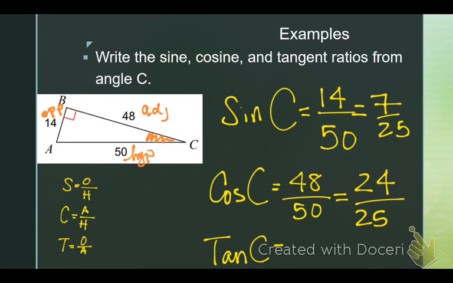Then last is tangent of C, TOA, which would be opposite over adjacent. My opposite is 14. My adjacent is 48. They're both even, so they definitely reduce to 7 over 24.